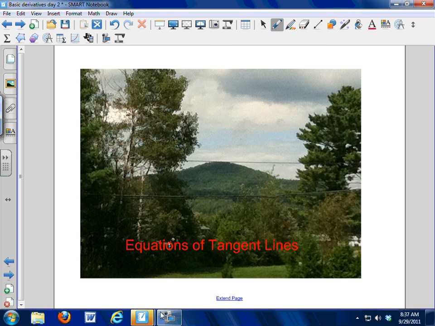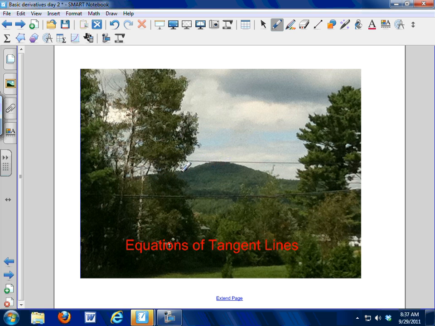Now, on to the real topic. The real topic is equations of tangent lines. This picture is actually taken from my front porch. I was sitting out in the morning drinking coffee this summer, which was pretty much my morning habit. Get up early, have a cup of coffee, sit on the front porch, and I looked out and I went, oh my God, there's a tangent line. It's the telephone wire and the mountain, and I went, that's so cool. I don't know why I never noticed that. We've lived here for however many years. I never noticed that tangent line.